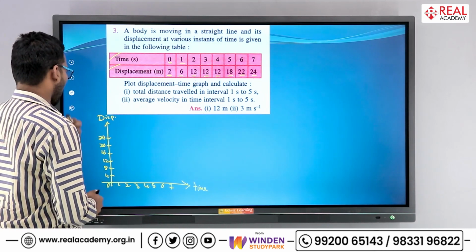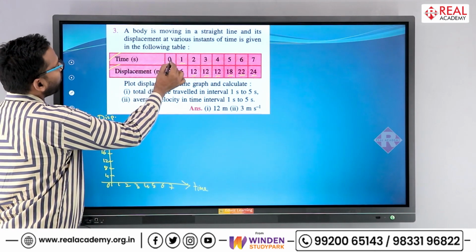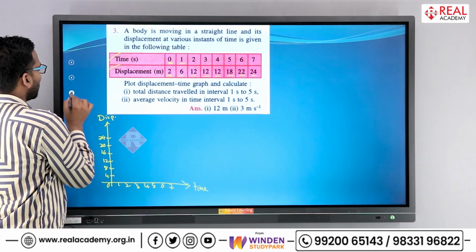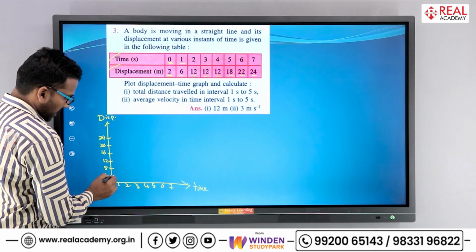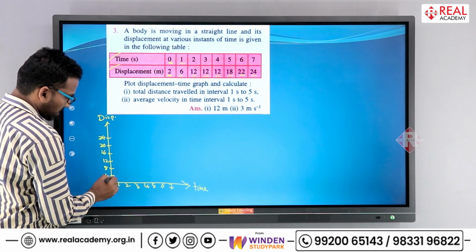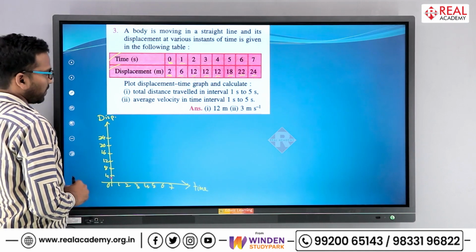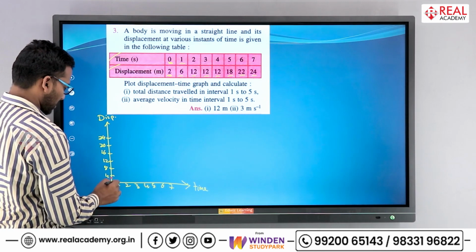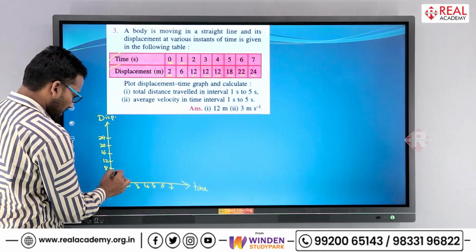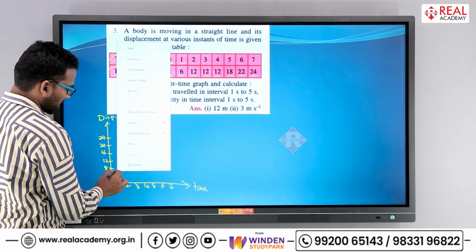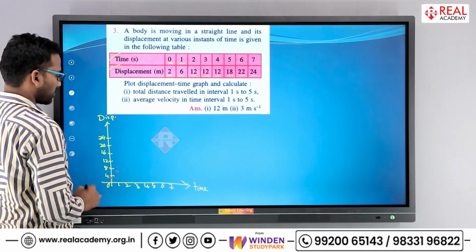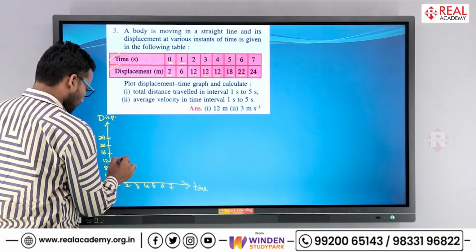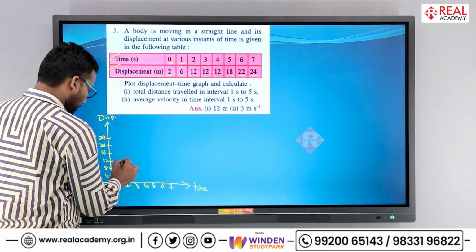First we need to plot the graph. For 0 seconds the displacement is 2 meter. It is somewhat coming here. Okay, first plot. Second, for 1 second the displacement is 6 meter. Okay, next, for 2 seconds the displacement is 12 meter.